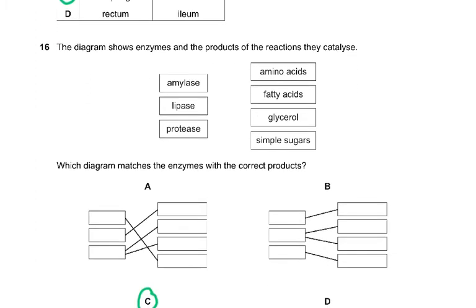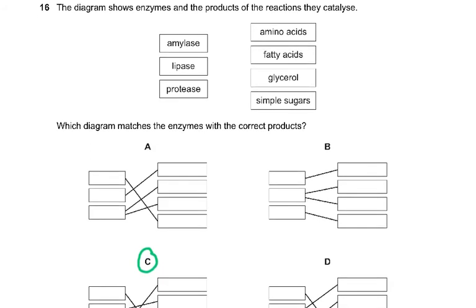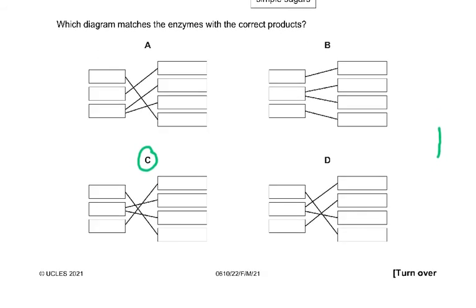Then coming to question number 16. In 16, the diagram shows enzymes and the products of the reactions they catalyze. So, I would have just come up with one and fixed that up in a minute. I would have said protease has to be amino acids. Now, if you look at it, there's only one of these which has protease into amino acids. Only one has an option like that, and this was this one.